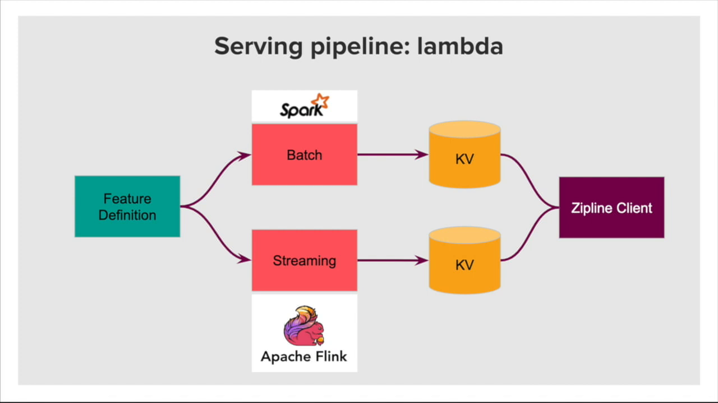So our serving pipeline for Zipline is essentially the classic Lambda architecture. You have a batch implemented in Spark, and then we have the streaming implemented in Flink, primarily for latency purposes. And then both of them upload the data to key value stores. And finally, the Zipline client will get the data from both sources and combine them at the time of serving. The batch part is computing values daily as of 0 UTC, and then from 0 UTC forward, you have the streaming part.